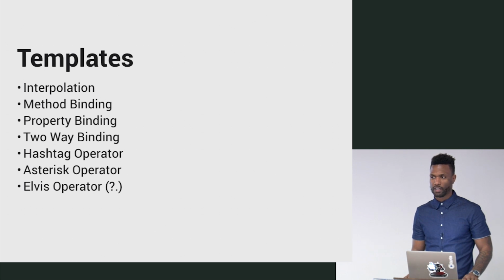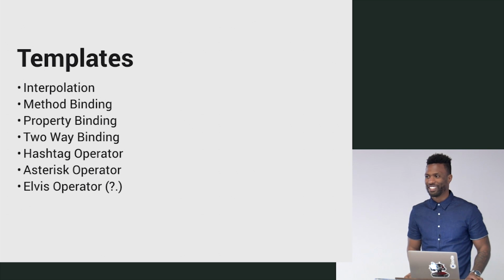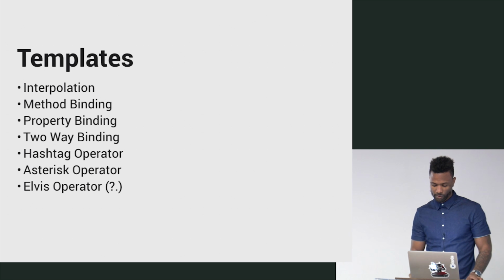And we have this hashtag operator, which is new, an asterisk operator, which is new, and then the Elvis operator, which is actually what they call it in the Angular docs. That's been around since like the 50s. It's been around a while. Shows up once in a while. He's right on the wall. Lucas made an Elvis joke. So we'll talk about that stuff.